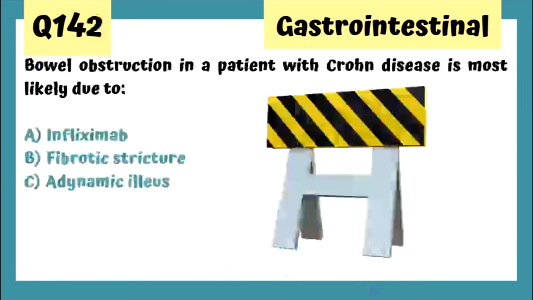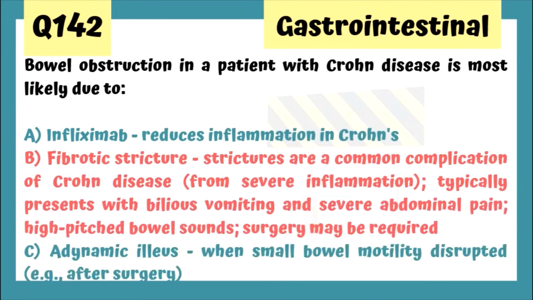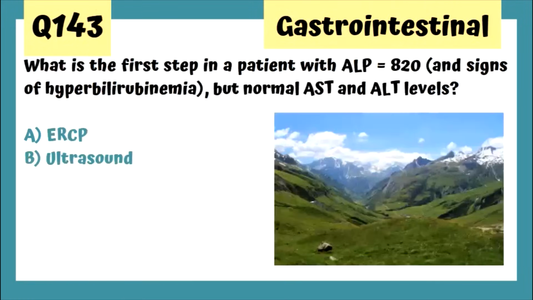Okay, question 142. Bowel obstruction in a patient with Crohn's disease is most likely due to, why would they get bowel obstruction? Fibrotic stricture. Stricture is a common complication of Crohn's disease from severe inflammation. Patients typically present with bilious vomiting, severe abdominal pain, and high-pitched bowel sounds. Surgery may be required. Infliximab reduces inflammation in Crohn's, and adynamic ileus is when the small bowel motility is disrupted, for example, after surgery.